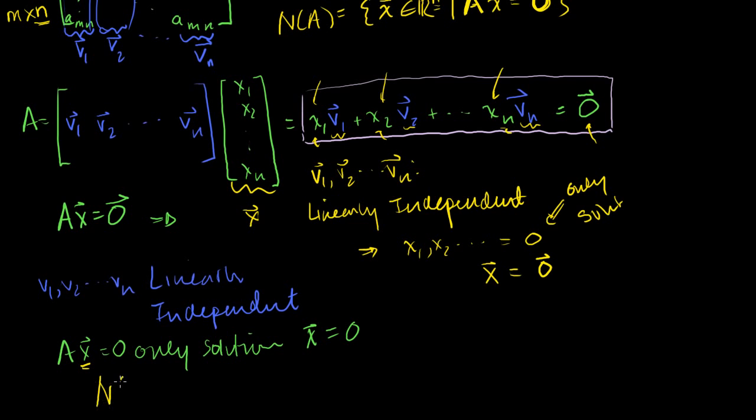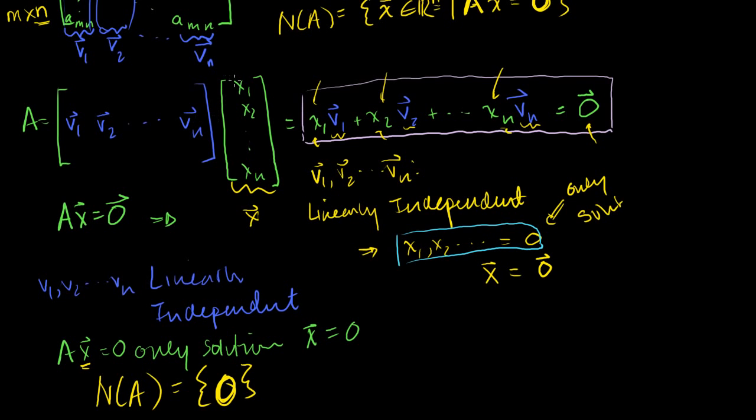So that the null space of A has to only contain the 0 vector. So that's an interesting result. If we're linearly independent, then the null space of A only contains the 0 vector, which is another way of saying that, let me write this, well, I already wrote it down, that x1, x2, all of them have to be equal to 0.